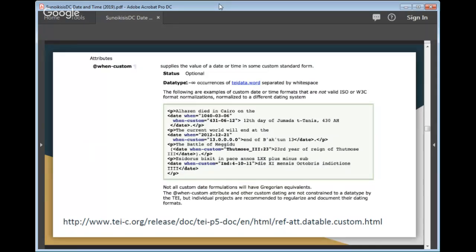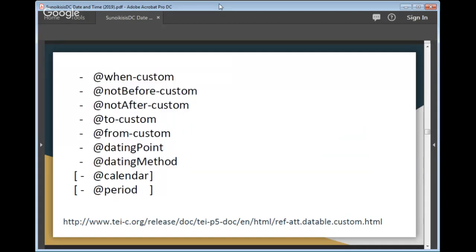And whatever the non-Gregorian format, whether it's the Arabic date, the Mayan dating system, the Egyptian dating by Pharaoh, or an indiction, those are dates that can be expressed in this custom format because they're not validated against Gregorian. Not all custom dates will have that Gregorian equivalent, of course.